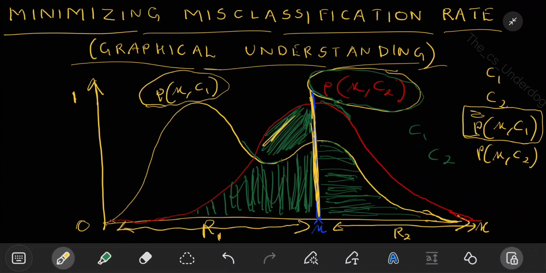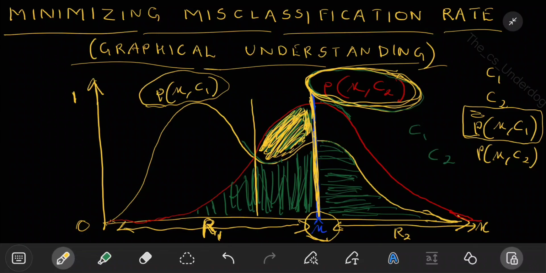But if you consider this area, these points actually belong to which class? R2, because it is under the curve P of x|C2. The P of x|C2 curve has it covered and the x|C1 curve doesn't, which means these points clearly belong to the C2 class, but you are having it as R1. So what do you want to do? You should actually mark it as R2. So what do you have to do for this? This decision boundary x cap, you have to move from here to here.